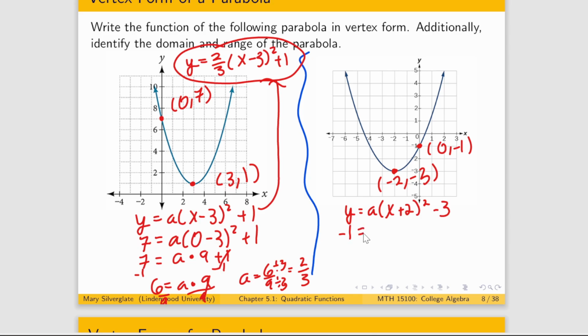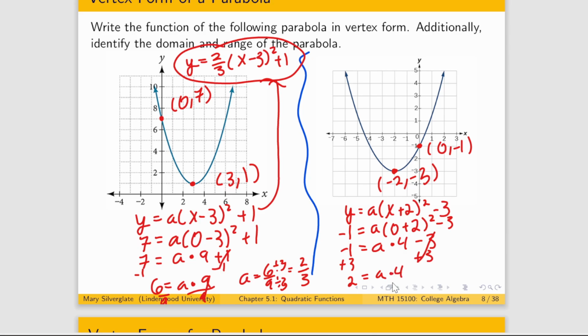So I plug in -1 for y, keep my multiplication factor, plug in 0 for x, and then I can go ahead and start solving. So first thing I want to do is simplify these parentheses. 0 plus 2 gets me 2, all squared gets me 4. So then we have a times 4 and a minus 3. And then I want to undo any addition and subtraction, so we undo -3 by adding 3. -3 plus 3 makes 0, -1 plus 3 makes 2.